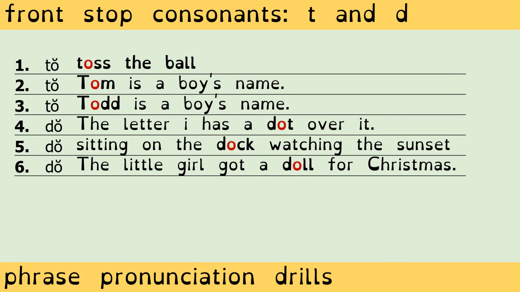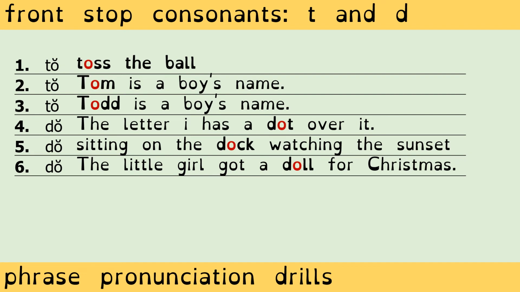Keep going. The short O sound. Number 1. Ta. Toss the ball. 2. Ta. Tom is a boy's name. 3. Ta. Todd is a boy's name.